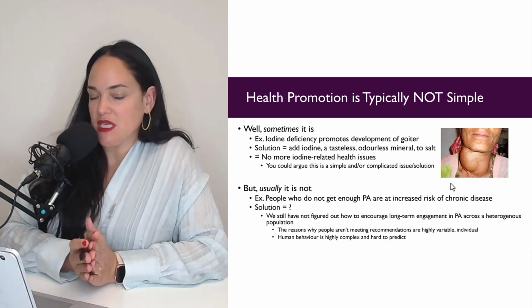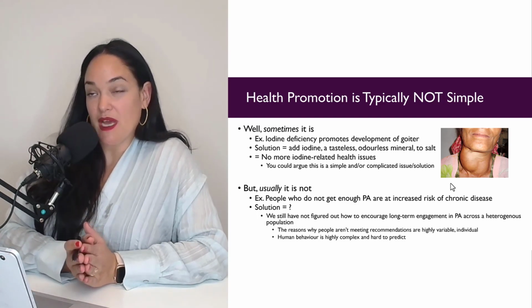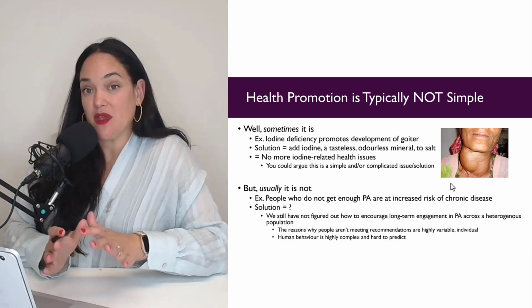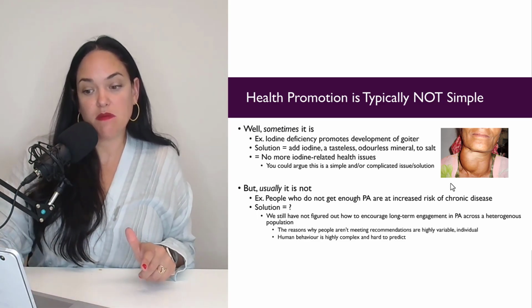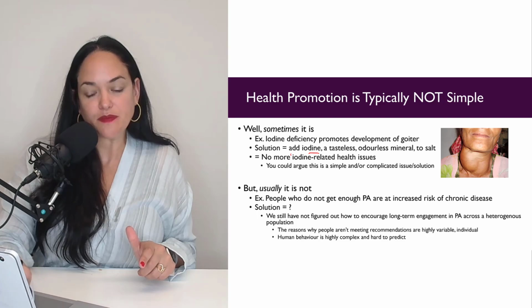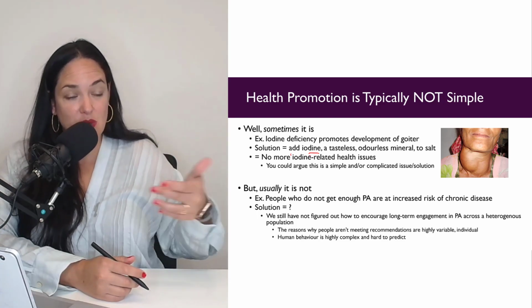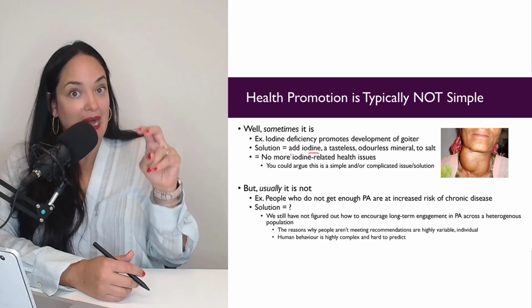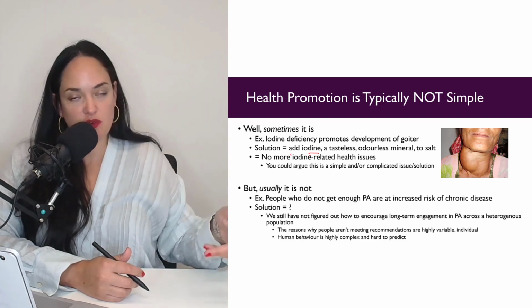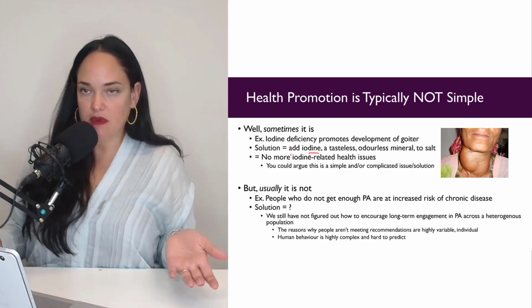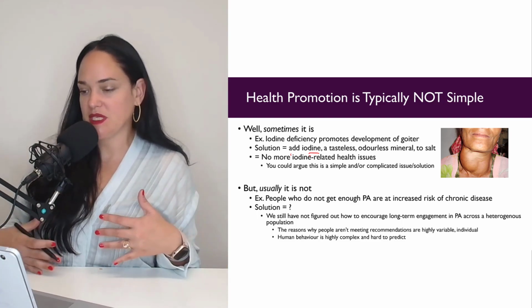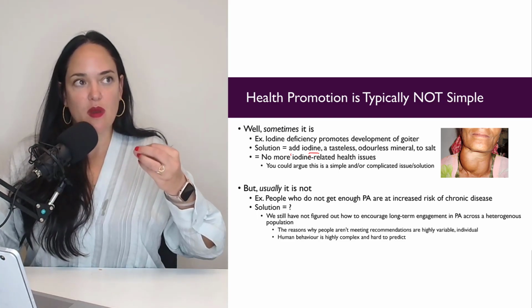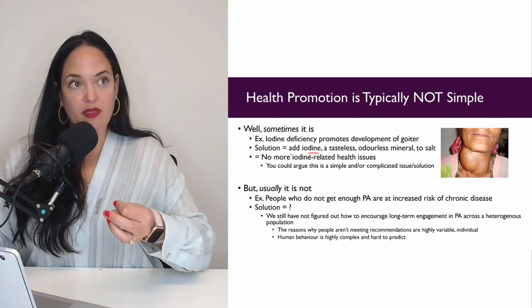So the solution is to eat more iodine, which is a simple solution, but how do you do that at the population level? Well, they came up with a solution that was a little bit more on the simplistic side of things, which means to add iodine, because it's colorless and odorless, to table salt. And most of the table salt we get in North America is iodized. It has iodine in it, which helps prevent the development of a goiter. Now, in a lot of the world that has this iodine supplementation, we don't have to worry about goiter anymore.